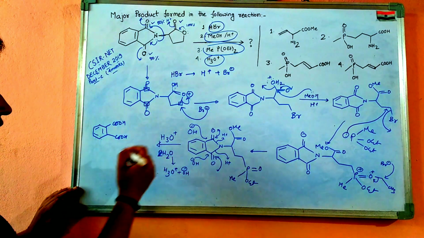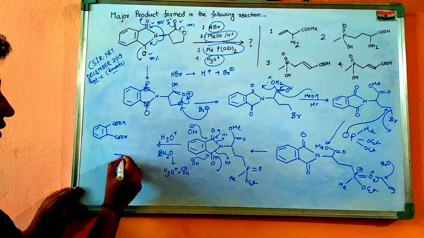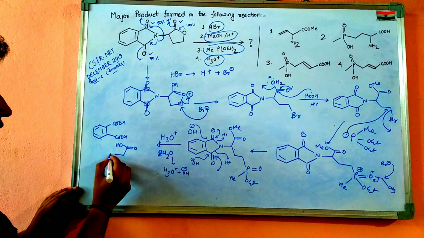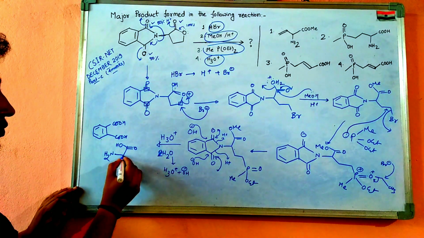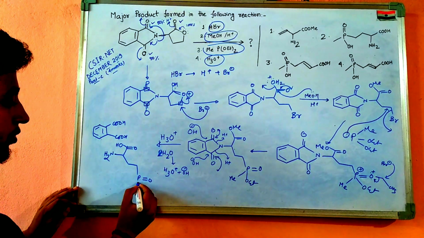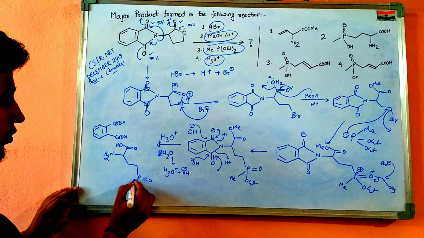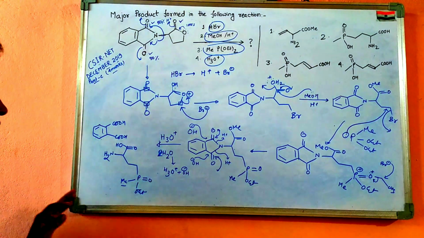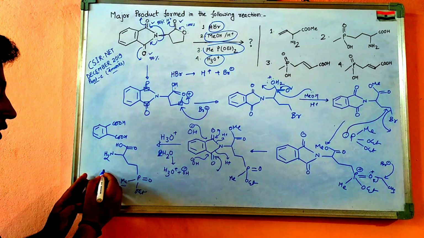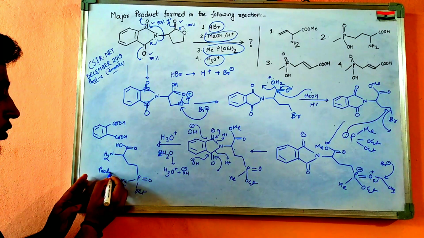So it is coming out like this and this one will be OH. And here NH2, and then this amino acid will form, okay? So this is the product, okay? So this is the final product.